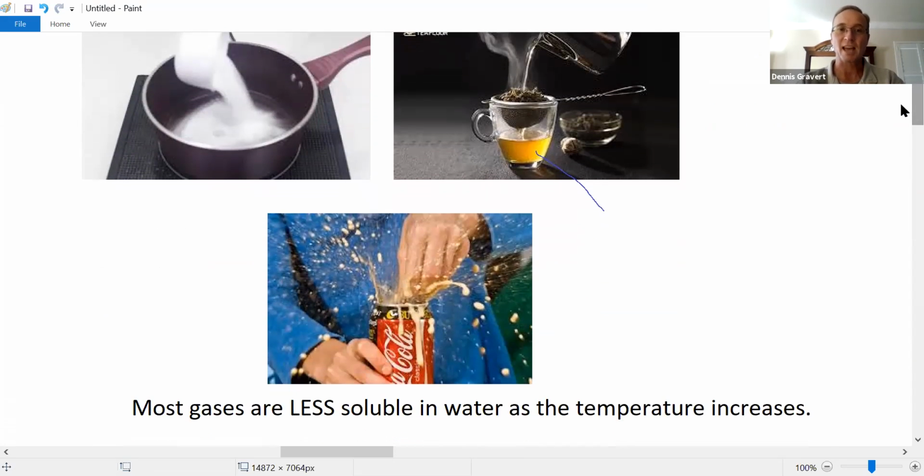It's the opposite for gases. You know that if you've ever taken a warm can of soda pop and opened it up and it just squirts all over the place? Yeah, so if you have a cold can of soda, more carbon dioxide, the fizz, will stay dissolved. But if the can warms up, more carbon dioxide comes out because it's not as soluble. It's less soluble. Most gases are less soluble as you increase the temperature. Yeah, so warm soda pop doesn't taste good because the gas has come out.